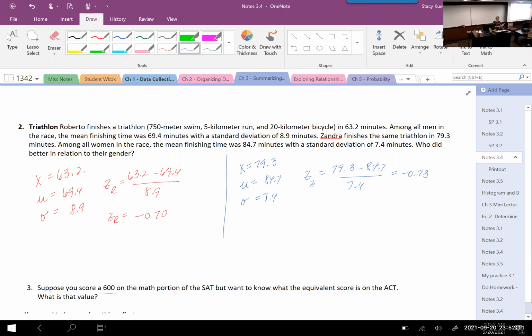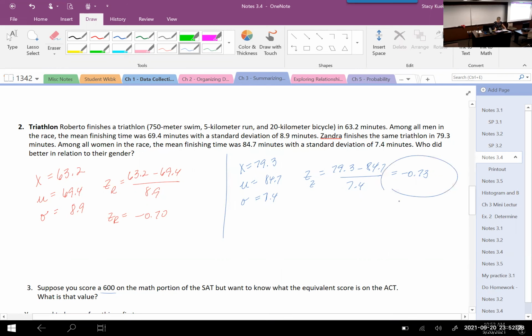That one's kind of tricky, right? You gotta think about it. She had to run faster, so she would actually be farther away from zero, wouldn't she? Less, you're thinking in that direction. Kind of a backwards one. Okay, all right, so Zandra did.